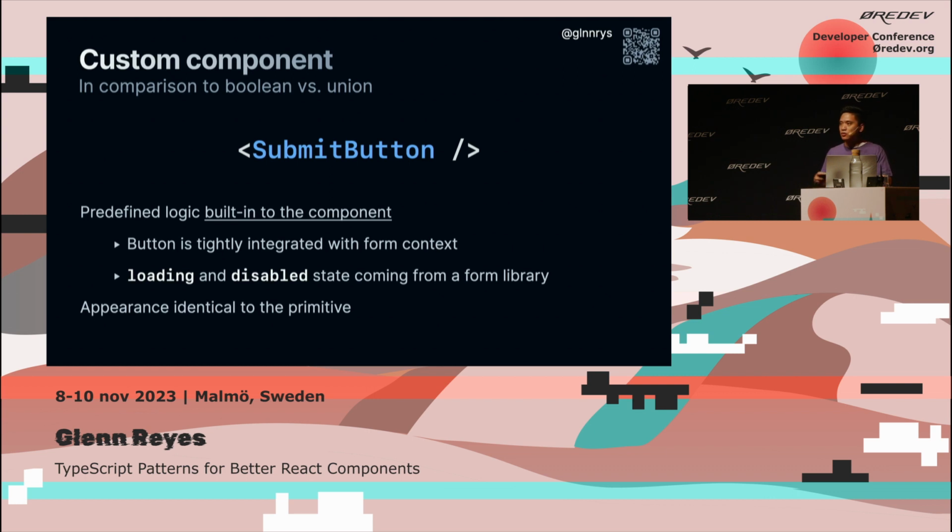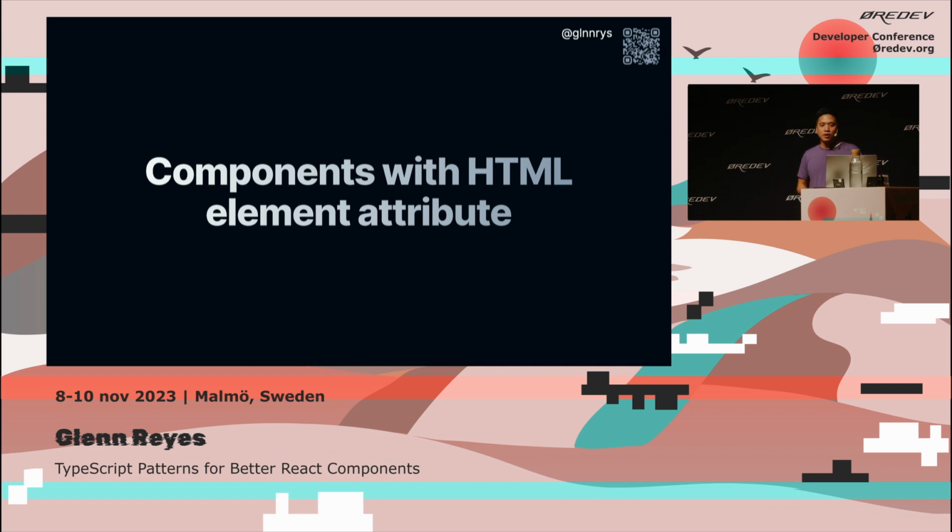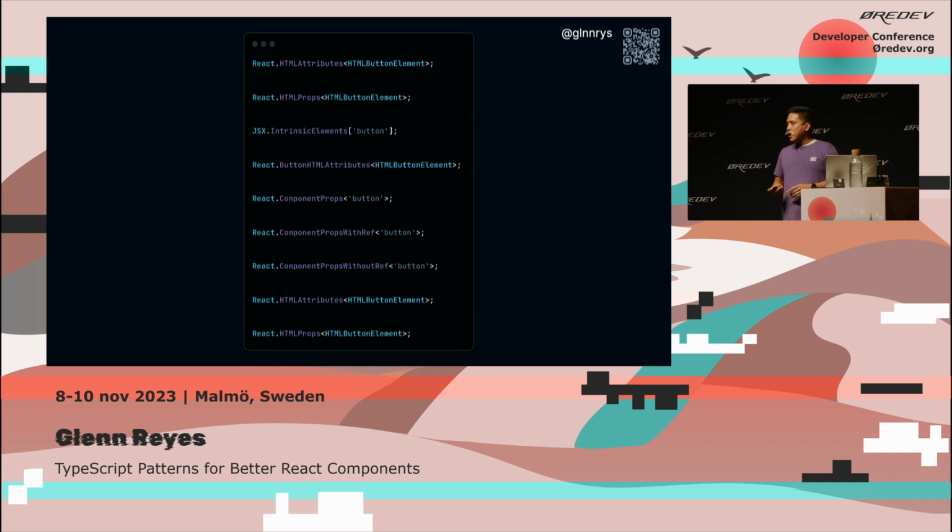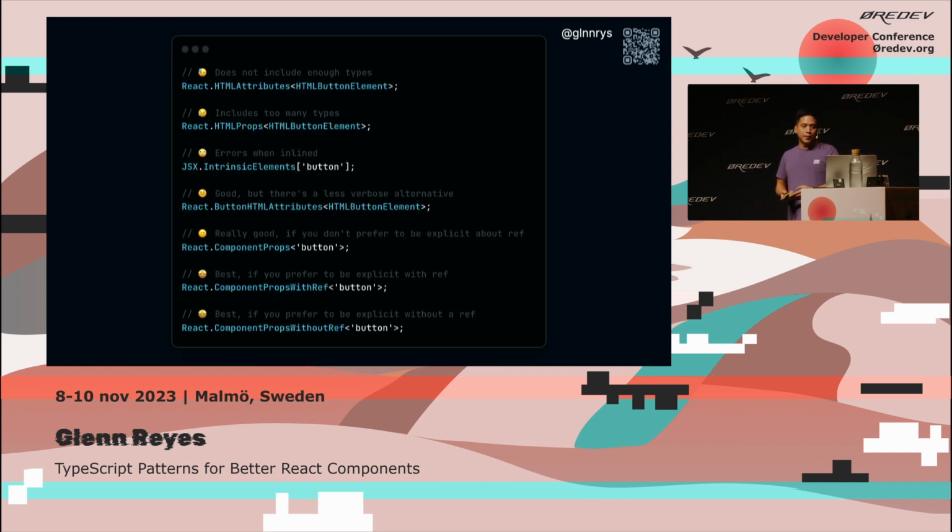So it should be identical to your primitive components that have more stylistic focus. Now let's talk about components with HTML attribute types. In React, there is a variety of ways you can add HTML element attribute types to your actual components. And in the beginning, it could be very daunting because you don't really know what the differences between all of these are.